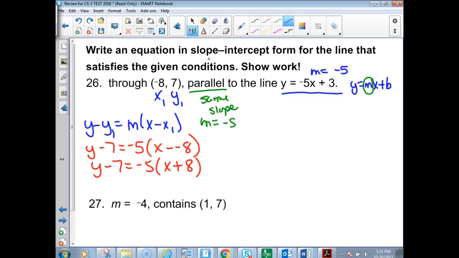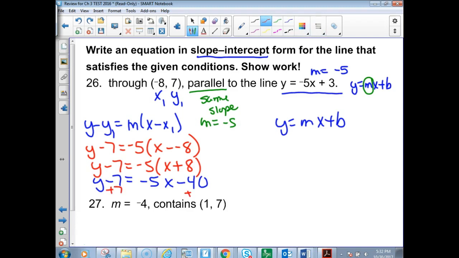And then it did say to put it in slope-intercept form, which is y equals m times x plus b. So that means I need to continue by distributing the negative 5 over the x and the 8. And then final step, I'll add 7 to both sides. And my final answer is y equals negative 5 times x minus 33.